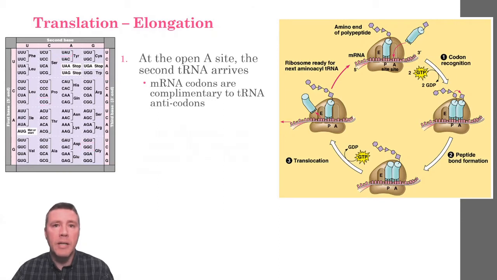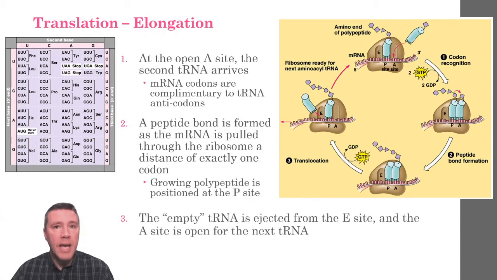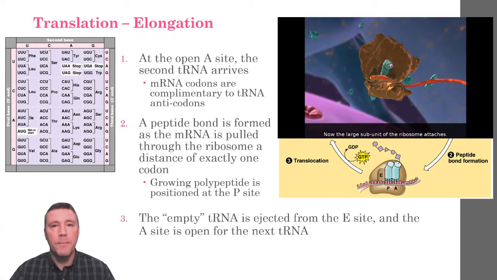The connection between amino acids, a peptide bond, is formed between them using GTP energy as the ribosome pulls the mRNA down by exactly one codon. This results in the growing polypeptide being positioned at the P site of the large subunit. Also, after the codon shift, the A site is unoccupied and the tRNA with no amino acid, also called an uncharged tRNA, is ejected from the E site. Let's continue with the earlier animation to see what this elongation looks like.